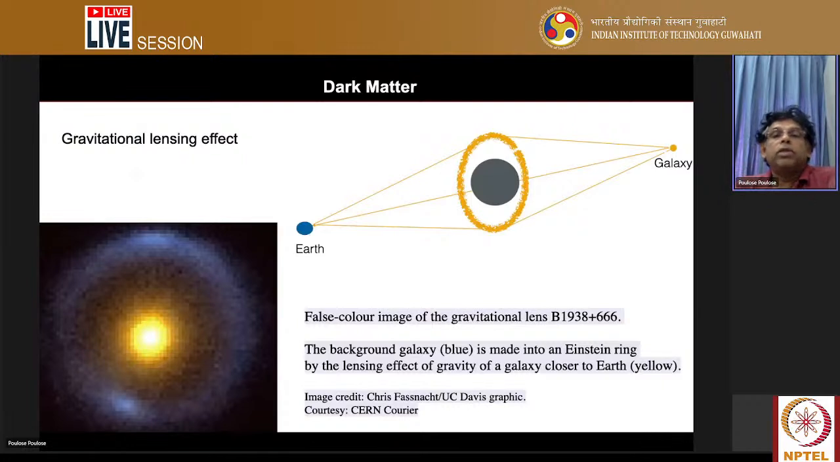That's okay. That's no problem. This can be there if you have a galaxy in between. But the point is that we can estimate the mass of this galaxy in between, which actually makes this lensing possible.